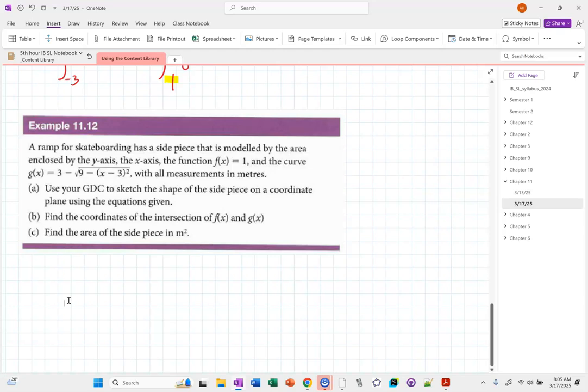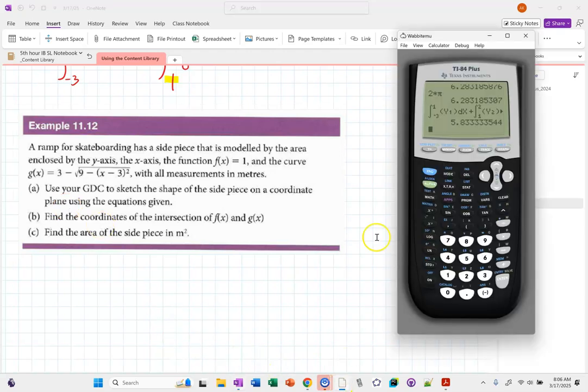This is a ramp for a skateboard, a side piece modeled by the area enclosed by the y-axis, the x-axis, the function f of x equals 1, and the curve g of x equals 3 minus square root of yada yada yada, with all measurements in meters. Use your GDC to sketch the shape of the piece on the coordinate plane using the equations given. Okay, well, all right.